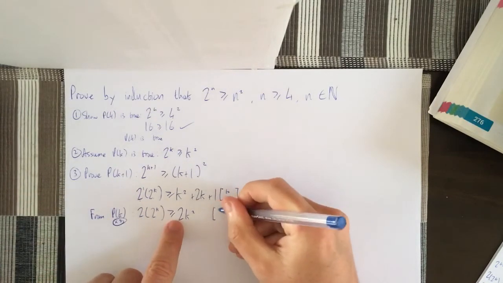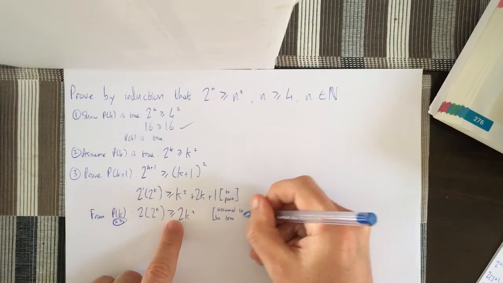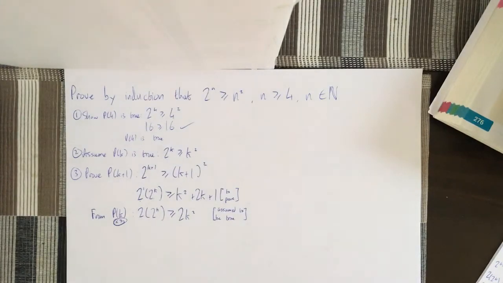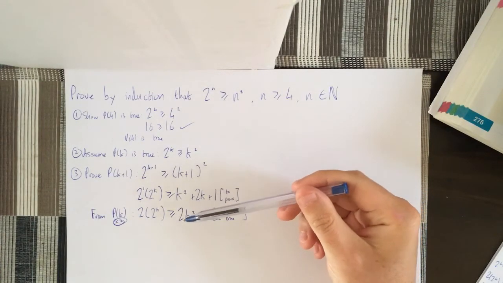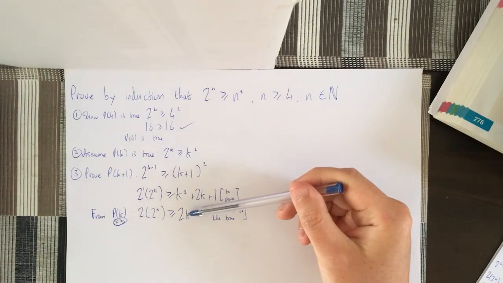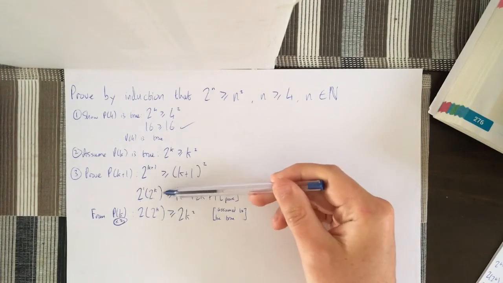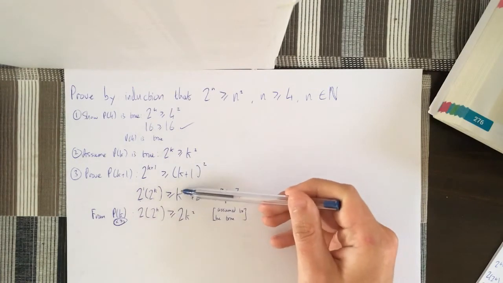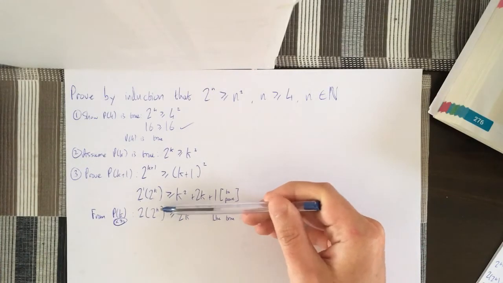All right, so this is my to prove, and this is my assumed to be true. I assumed it to be true, and I can still assume it when I multiply both sides by 2 because I'm not changing the inequality. I know this is less than this, and I'm trying to prove this is less than this. So if this is less than this, it must also be less than this.